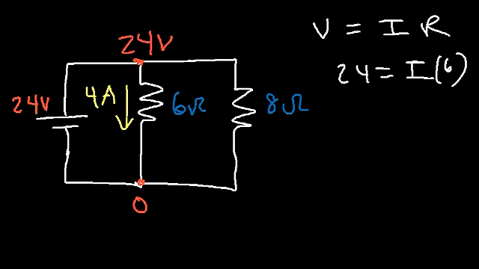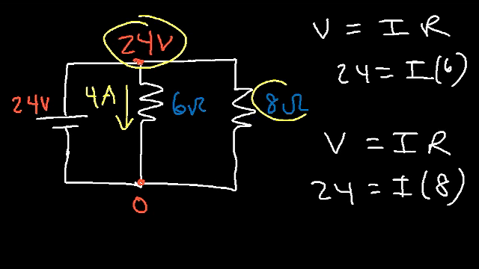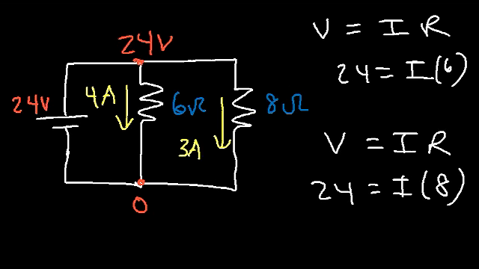Now what about the 8 ohm resistor? What is the current that flows through it? Using the same equation, V equals IR, Ohm's law, the voltage is 24 volts and the resistance is 8. So all you got to do is divide 24 by 8 and you can get the current that flows through it. 24 divided by 8 is 3. So 3 amps of current flows through the 8 ohm resistor.